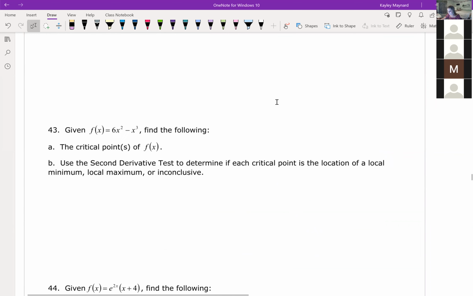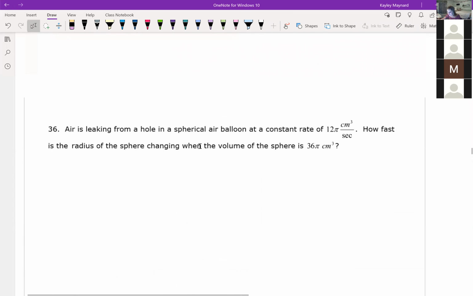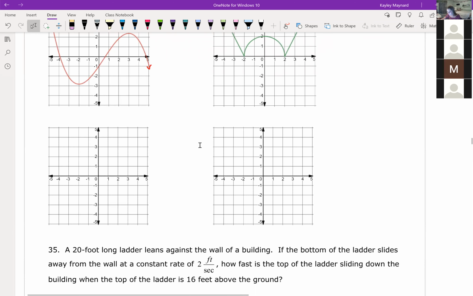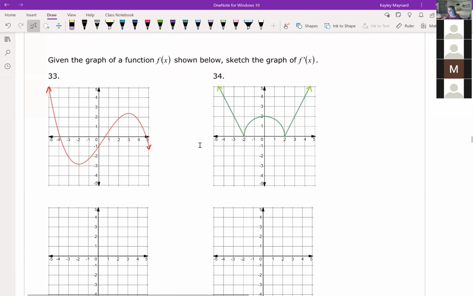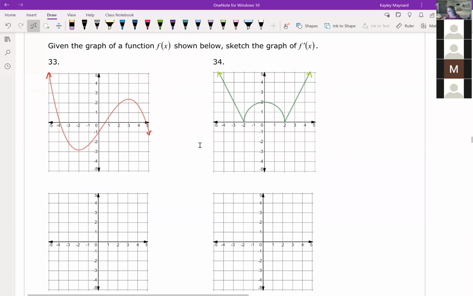Oh my gosh. The document is way too long. Okay. 34. Everyone's least favorite problems.